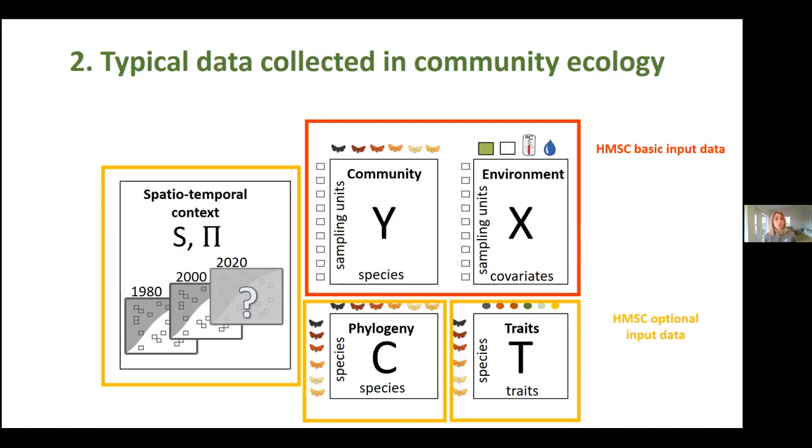They are optional input data. You can include the community data, the environment data, and trait data, plus phylogeny or only phylogeny, plus the spatio-temporal context or not. So don't worry if you want to run HMSC and you don't have all these data matrices, because the very basic HMSC analysis already runs with a community data and environment data.